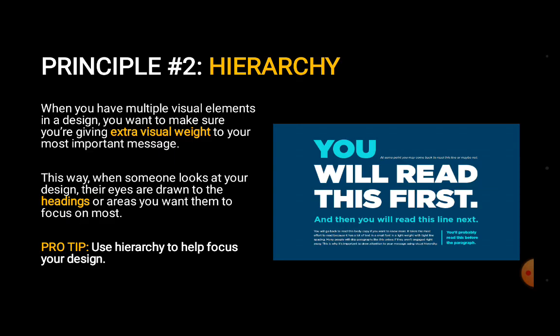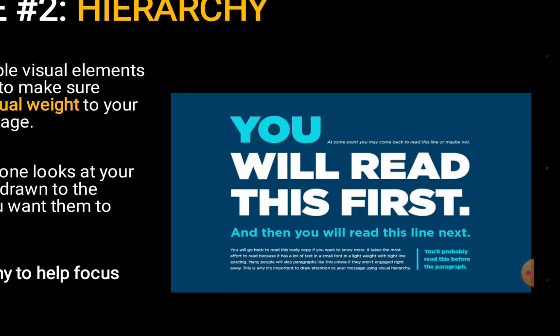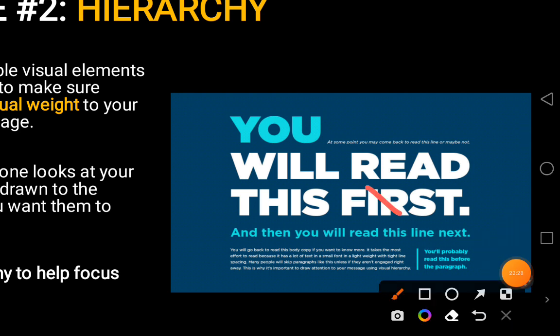So the second principle of design is hierarchy. Hierarchy is when you have multiple visual elements and you want people to focus on a particular one, so you give that element extra weight, more visual weight, so that people will focus more on it. If you check this design now, you can see from the example, you will read this first, then you will read this, and then you will read this. So you can see the hierarchy: the size of the text is what makes you read them in that order.